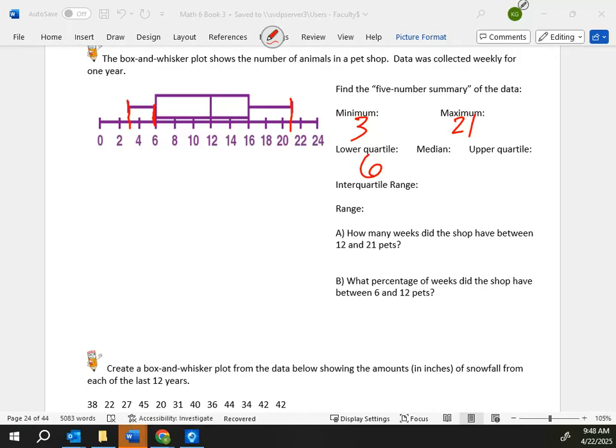What is the median? Adeline? And what is our upper quartile? Liam? 16. So that interquartile range, we take the upper quartile and we subtract the lower quartile, and we get 10. The range of the whole thing, we take our maximum, we subtract our minimum, and we get 18.